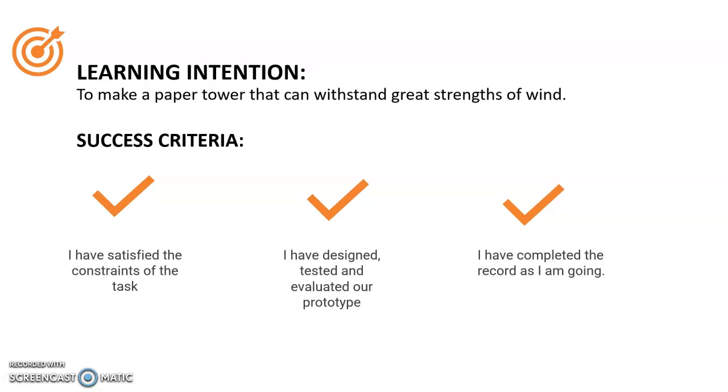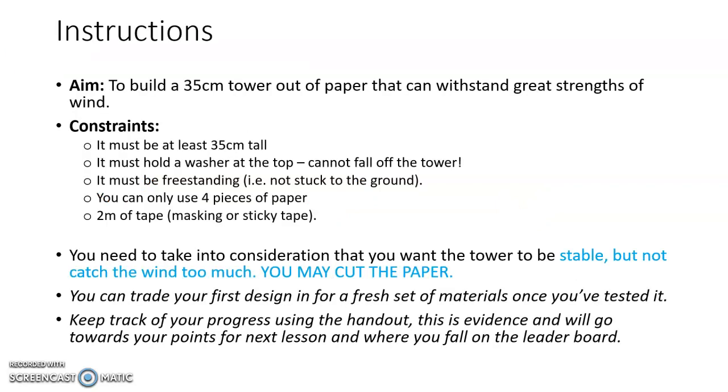All right, this is the PowerPoint I'm going to use all next week. It's quite vague, and that's for a purpose because I want you guys to get creative. So what we're going to be doing is making a paper tower that can withstand a great strength of wind. You need to satisfy the constraints of the task. You need to design your paper tower today. You're going to test and evaluate your prototype next week. And you need to complete the record as you're going. We went through the record on Thursday's lesson as well.